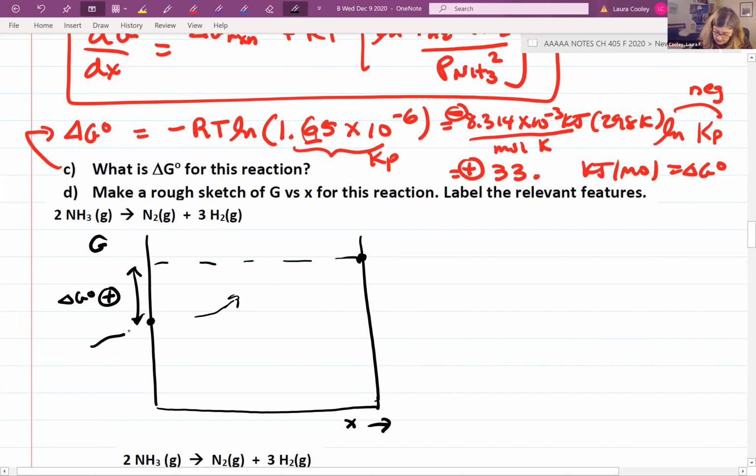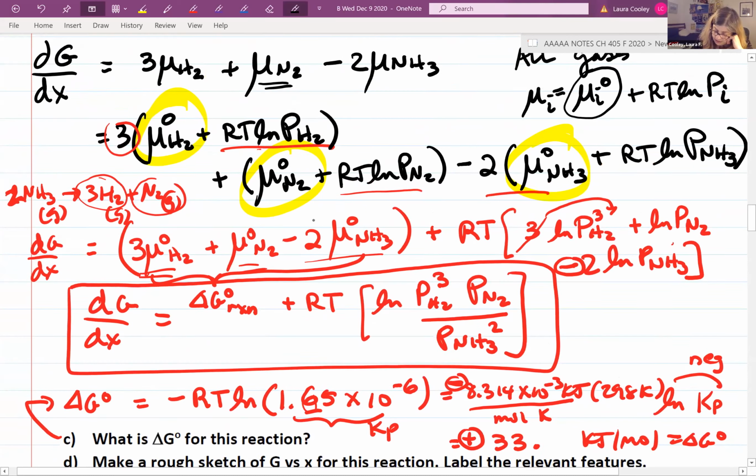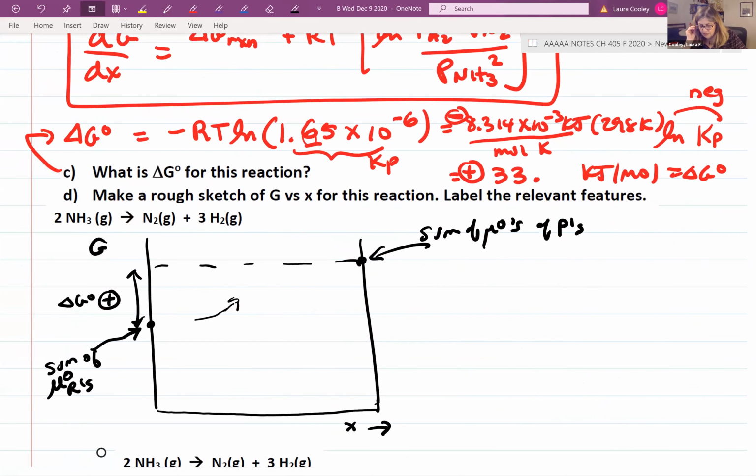And what is this? This, I would say, is the sum of the standard Gibbs free energies of the reactants. You don't have to write down what they are, just write that. If you really want to know, you can go back here and see what reactant one is, and what product one is. But there's no reason you'd have to put that in. This is just a sketch.